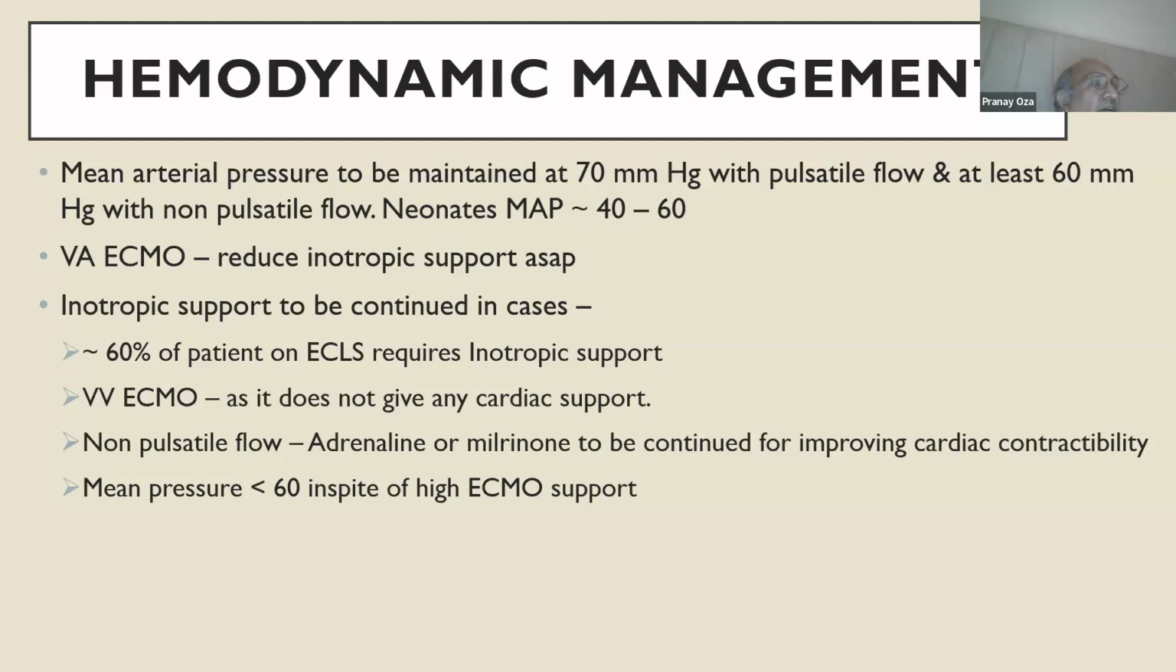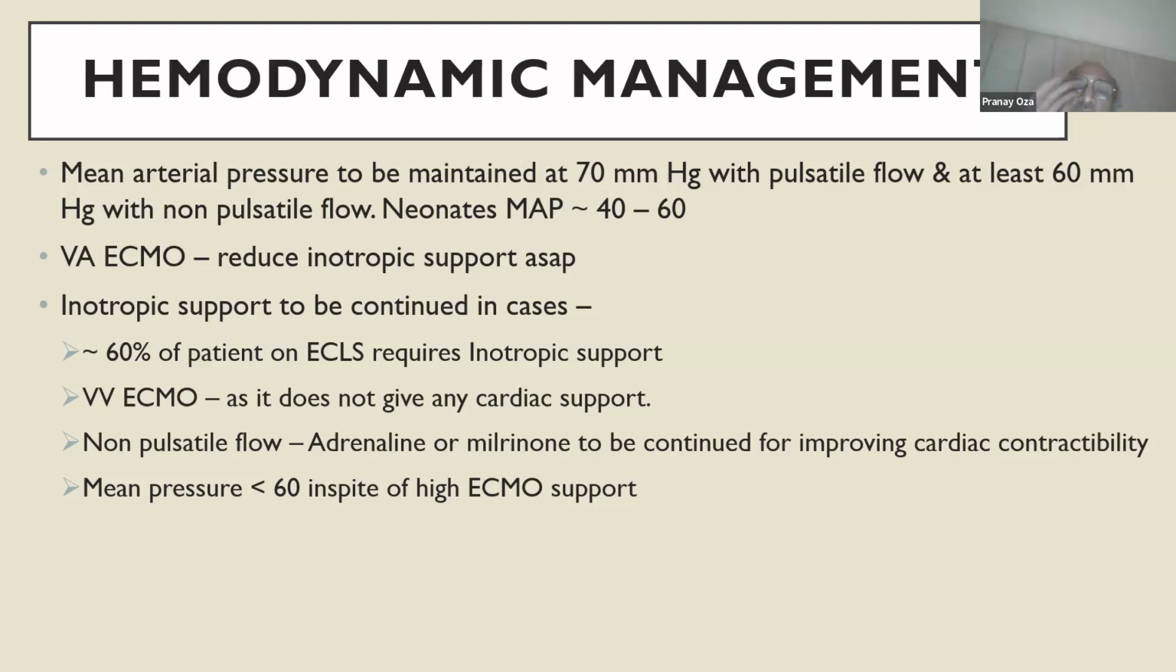Hemodynamic management: try to maintain the mean arterial pressure at 70 in adult patients, in pediatrics around 50 to 60, and neonates around 40 to 60, depending on the age of the patient. In VV ECMO, you can get down on the inotrope faster, but again, don't directly shut down the inotrope. That is what usually people do in cardiopulmonary bypass, because that is a normal heart. This heart is not normal. So you don't come down on the supports immediately. Get the inotropes down gradually. You might come down within an hour or 2 hours, but don't stop it abruptly.